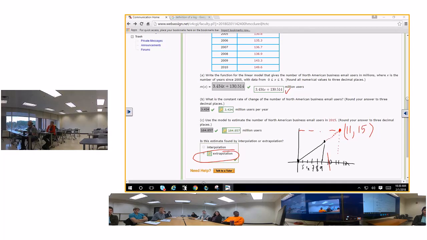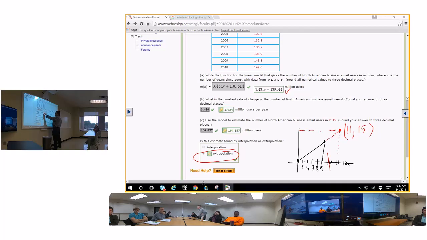Okay, this right here, we covered the other day. This is the slope. See, 3.343? That's the slope. That's rate of change, slope. But don't tell some teachers that, or they go into cardiac arrest, whatever it's called. Use the model to what? Estimate. Estimate is the key word. When you see the word estimate, that means they want you to predict.